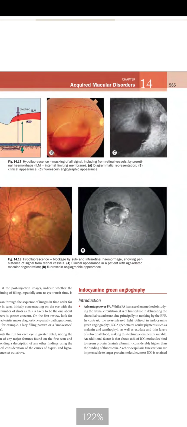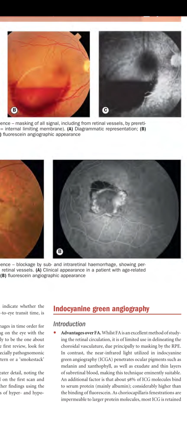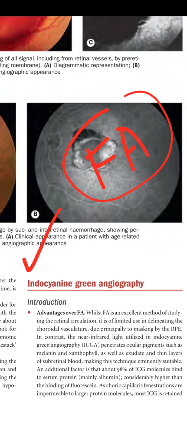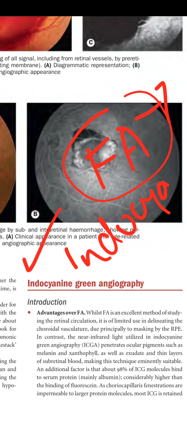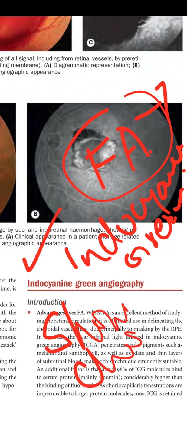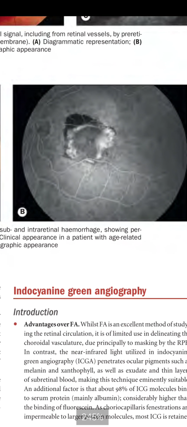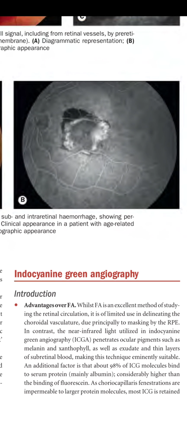In this part, we are going to discuss the investigations required in a case of macular diseases. Indocyanine green angiography is one of the investigation techniques. It is very similar to fluorescein angiography, but the main difference is that indocyanine green is used, and it shows us the choroidal vasculature. Choroidal vessels are very well visible in this investigation, so it is a useful investigation in the case of a choroidal disease.